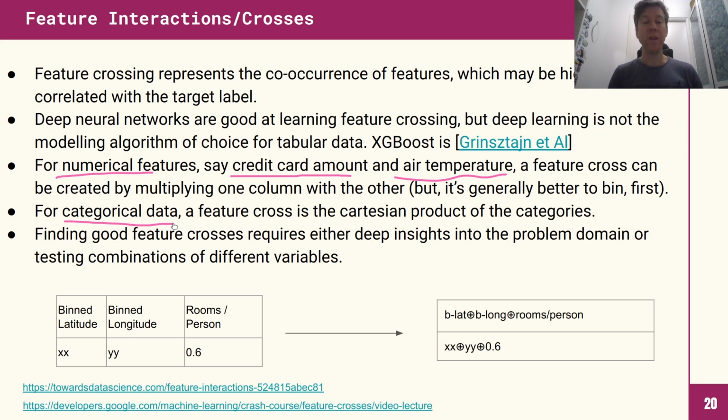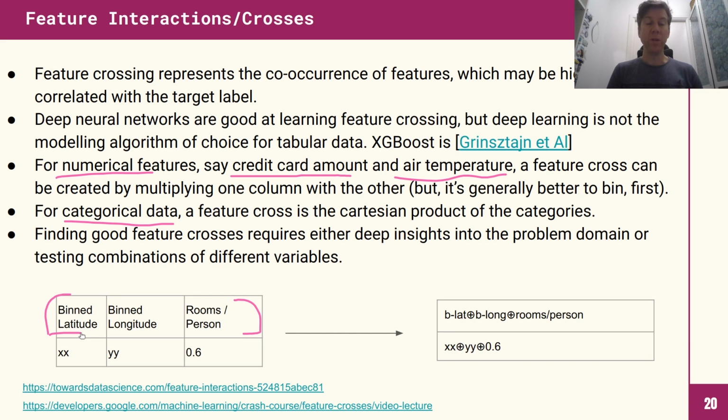Now, if you take numerical features, then we can multiply them together with binning, but for categorical features, we typically take what we call the Cartesian product of the categories. And we can see that in this example below. We have binned latitude, binned longitude, number of rooms per person. So this is a well-known example for predicting house prices. There's a well-known data set for predicting house prices in San Francisco. And what you can do is break down the city into grids. And that's what we call binned latitude and longitude. So different areas of the city can be represented by different latitude bins and longitude bins.